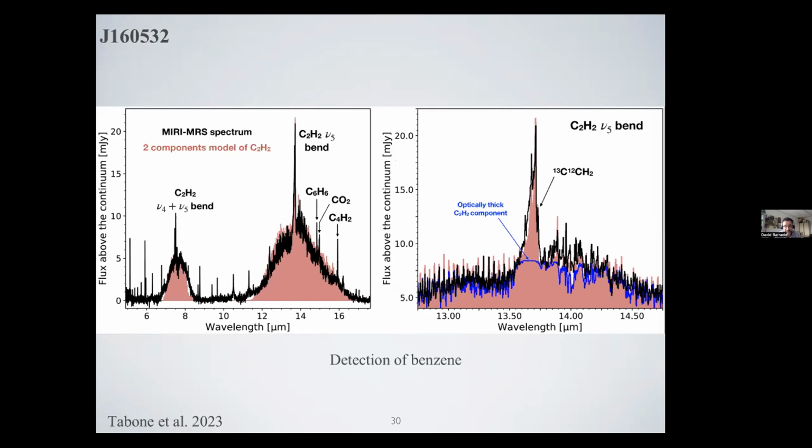the possibility of detecting isotopologues, in the case of 13C12CH2. But in any case, now we are having a look at a very interesting chemistry that is going on in different areas of the disk, because different molecules and different wavelengths give access to different parts of the disk. I think that this is again a very important step towards understanding in detail the formation of planetary systems.